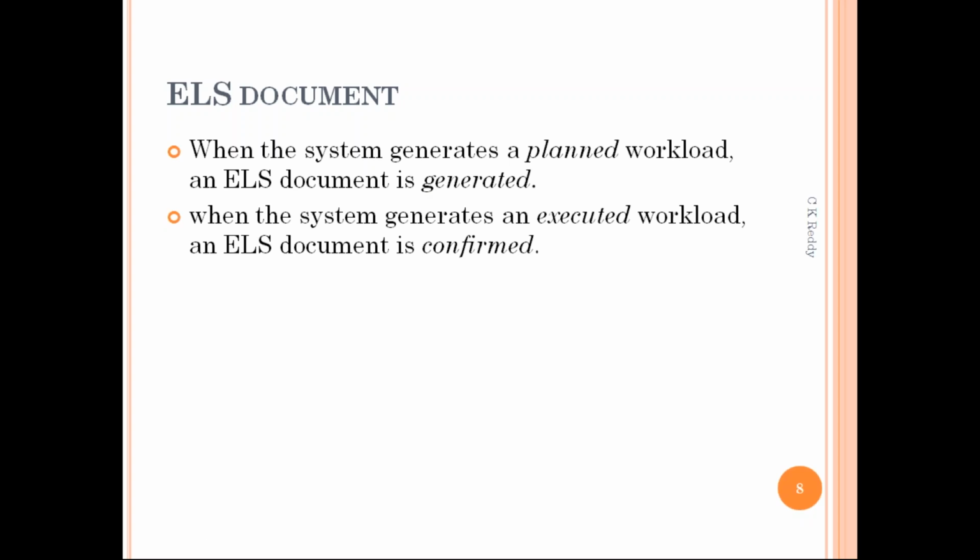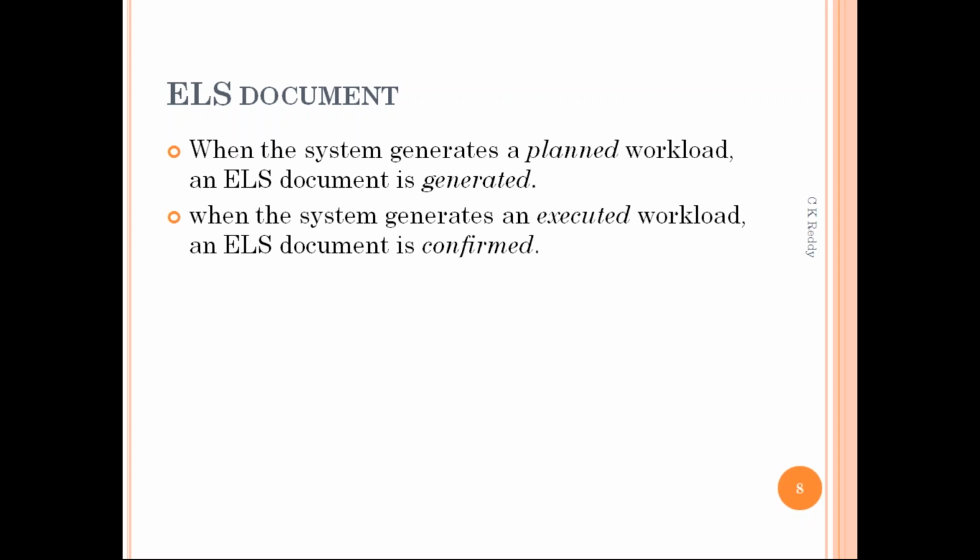Engineered labor standard document, when can it be generated? For example, once the warehouse order is created, the system can calculate the planned workload according to the step assigned to that warehouse order. Once after confirming, that can be turned into the executed workload. Got it, sir? Here, one thing is there.